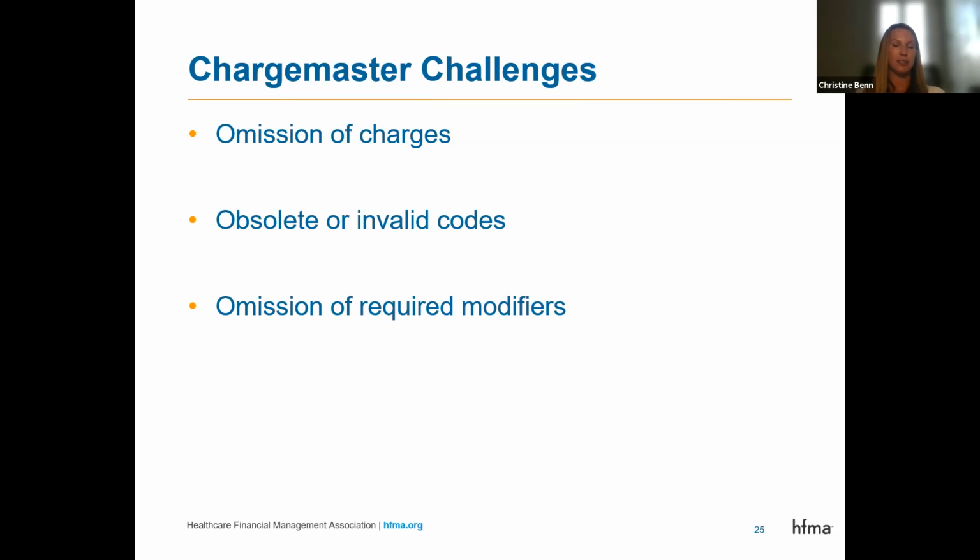Charge master challenges. The charge master can have a lot of challenges associated with it. First, the omission of charges. Not all charges will be considered, which will result in missed revenue. Having obsolete or invalid codes still in your charge master will result in claim denials and negatively affects reimbursement. The omission of required modifiers can result in health plan denials and or impact revenue.